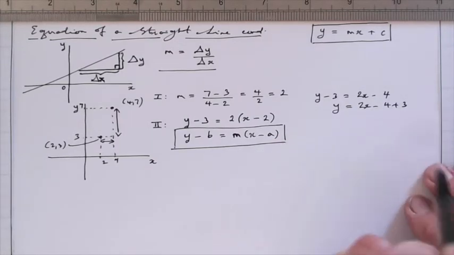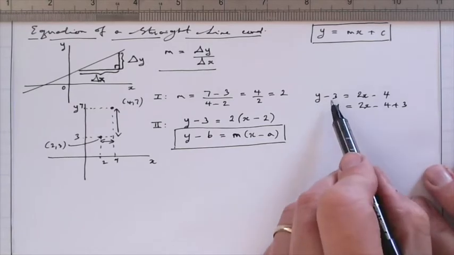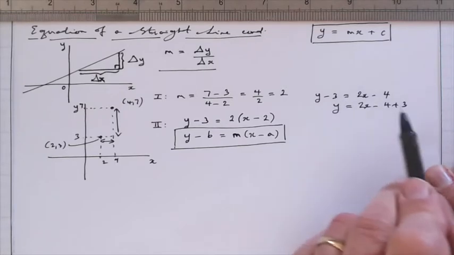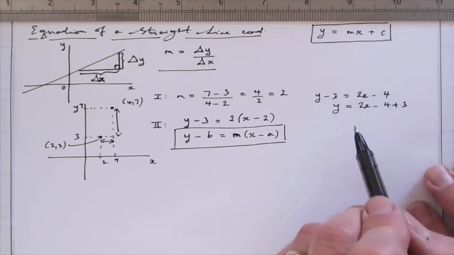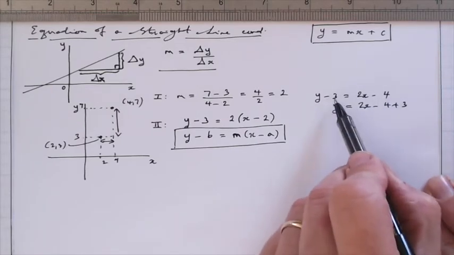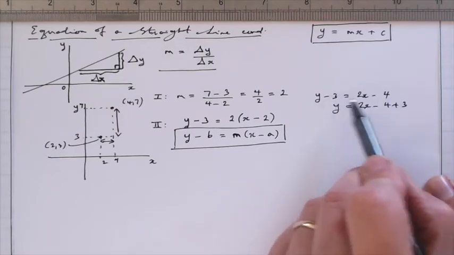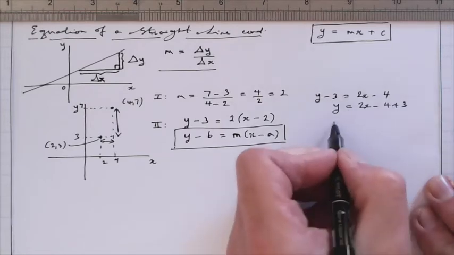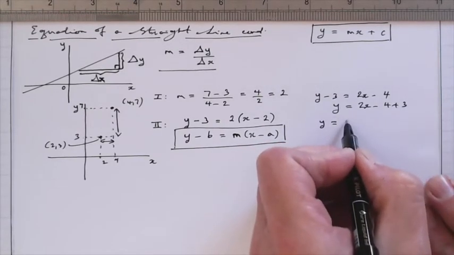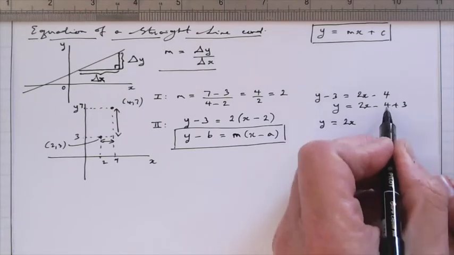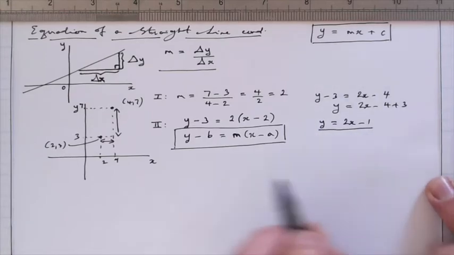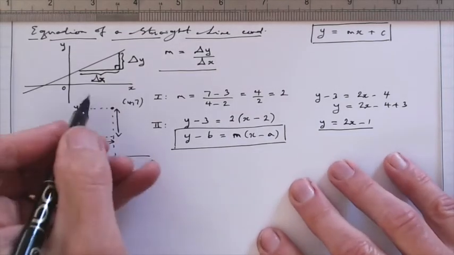I know some students are a bit unconfident about moving things across the equal sign, and I will do another tutorial on that topic in this series. You can just think of it as adding 3 to each side, and then that negative 3 gets cancelled out, and we have plus 3 on this side. So finally then, just tidying up, we have that y equals 2x, and then minus 4 plus 3 is negative 1. And that would be the equation of the line that passes through these 2 points.